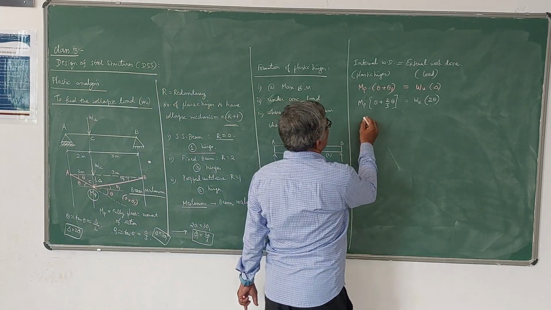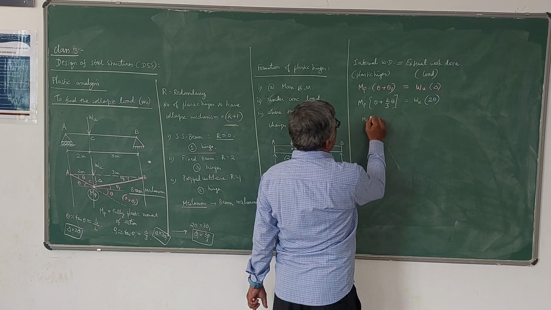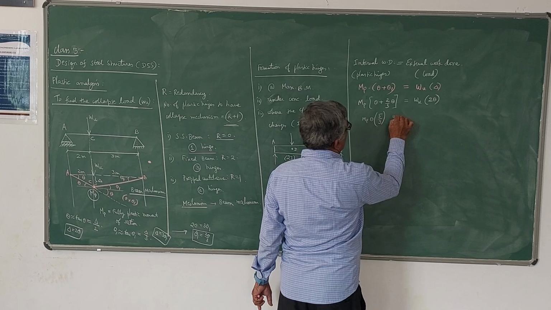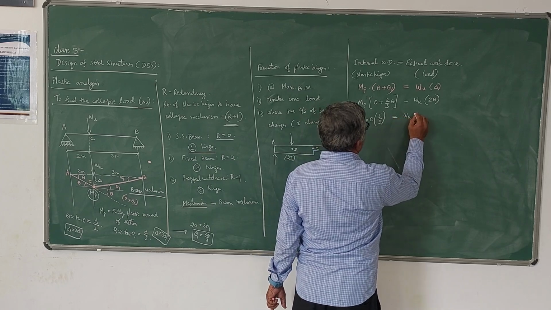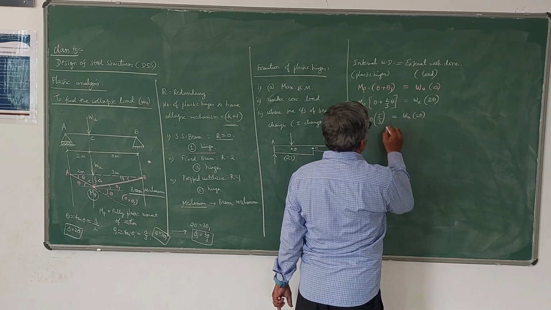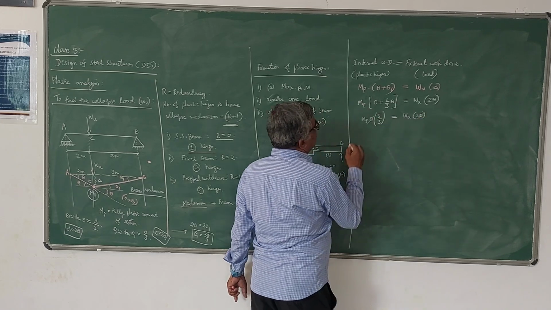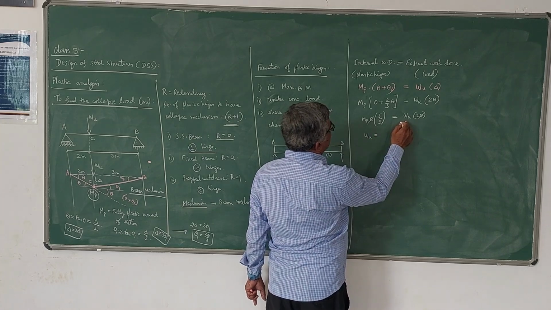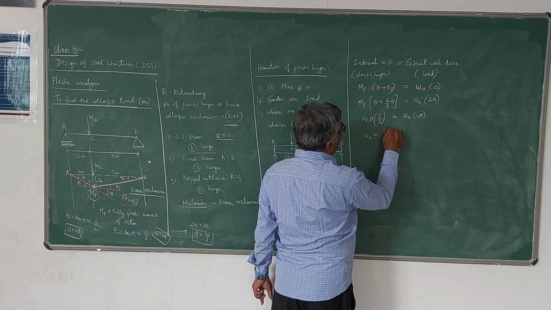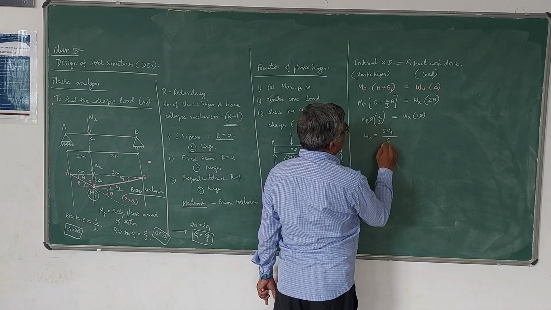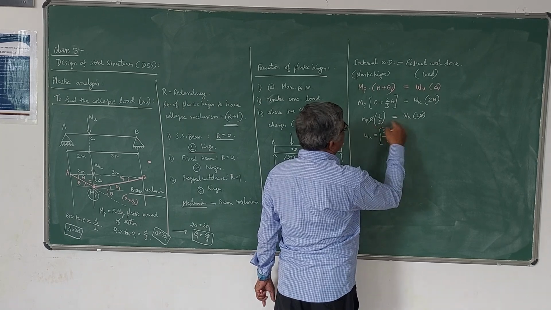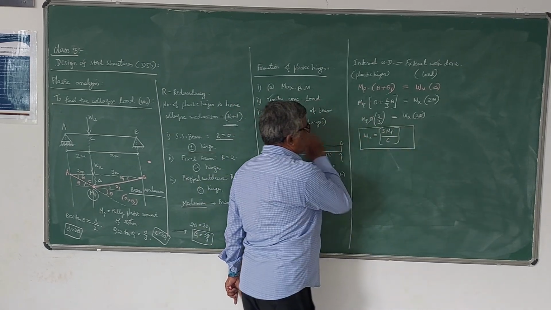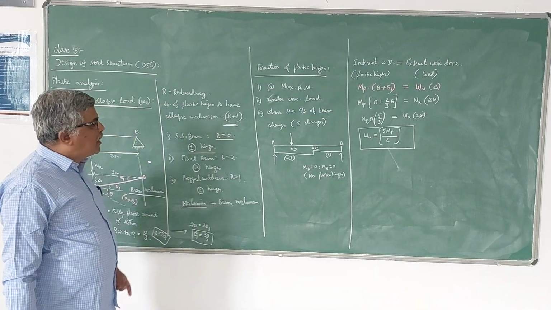Now if you simplify this, it becomes MP into theta into 1 plus 2 by 3, which is 5 by 3, is equal to WU into 2 theta. Here you can cancel this theta. Whatever is left, you can write like this: WU is equal to 5 MP divided by 6, since 3 into 2 is 6. So this is the collapse load that can be applied on this beam.